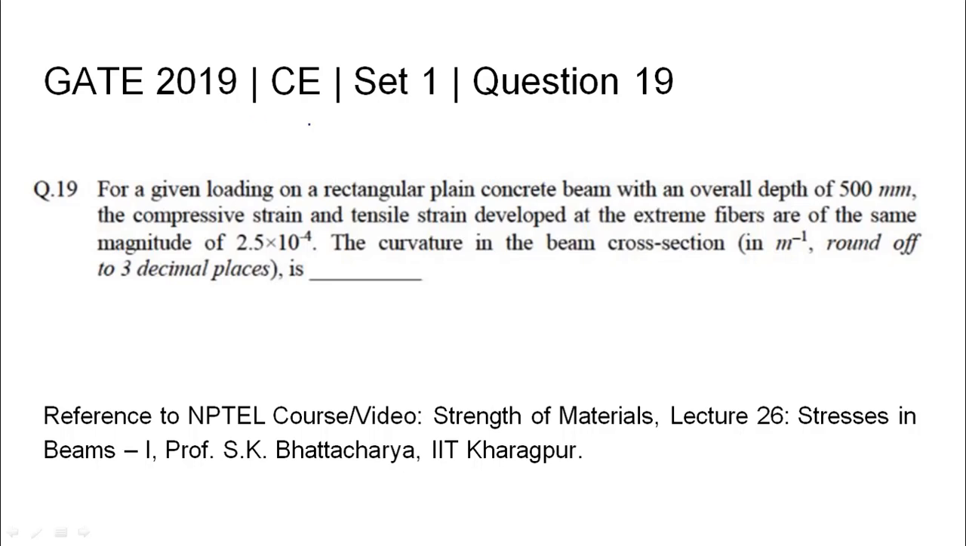GATE 2019 Civil Engineering Set 1 Question 19. For a given loading on a rectangular plain concrete beam with overall depth of 500 mm, the compressive strain and tensile strain developed at the extreme fibers are of the same magnitude of 2.5 × 10^-4. The curvature in the beam cross section needs to be found in meter inverse, rounded off to 3 decimal places. The relevant NPTEL reference has been cited.